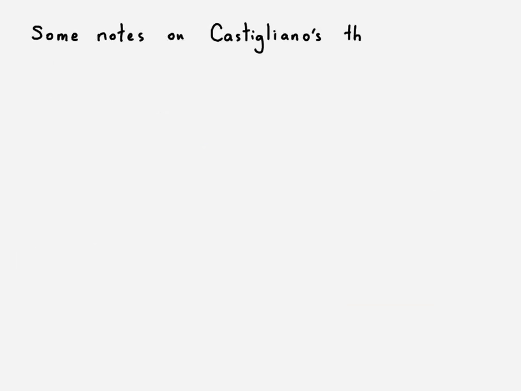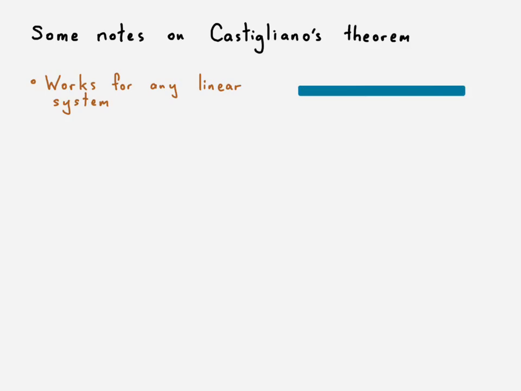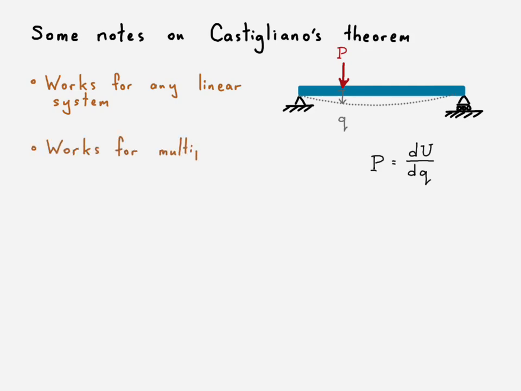So here are some notes. The first note is that it works for any linear system. Just like we drew it for a spring earlier, here's a cantilever beam. As long as we can assume linearity, Castigliano's theorem will work. It also works for multiple loads. So if we have one load and a corresponding displacement there, we can add another load, and both of these equations would be true.